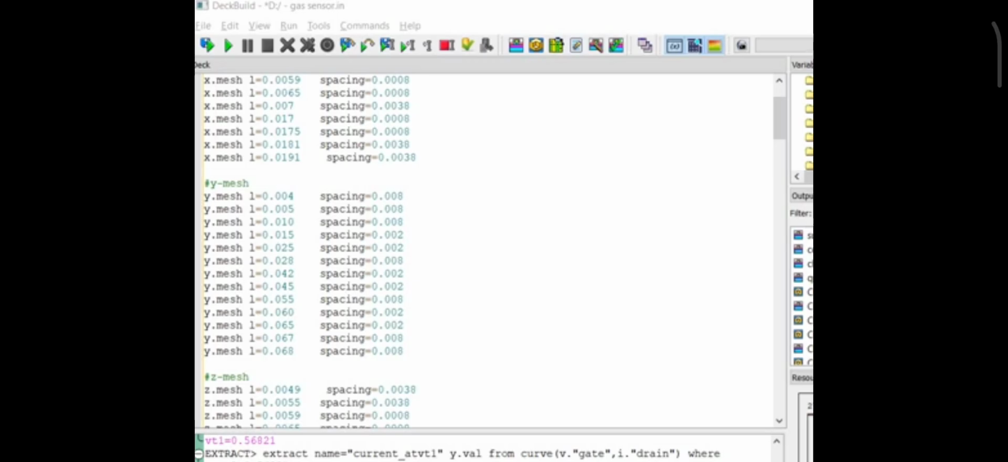With the different location, with the different spacing, you can note down this code and run it on your computer. If you want to refine your result, you can change the meshing to as close as possible. Please note down carefully.